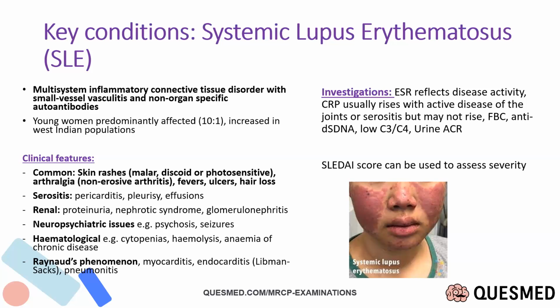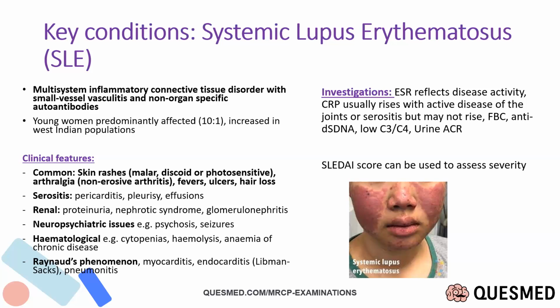So investigations for lupus. ESR is much more useful for reflecting disease activity. The CRP usually only rises with active disease of the joints or serositis, and otherwise may not rise. The way that we diagnose is that the double-stranded DNA is really important, and also if the complement is low, that's a big key indicator and diagnostic of lupus. We also use those things in clinic to monitor disease activity. So if someone's complement is dropping, that's a worry that their disease is becoming more active.